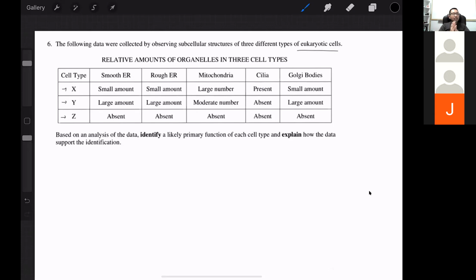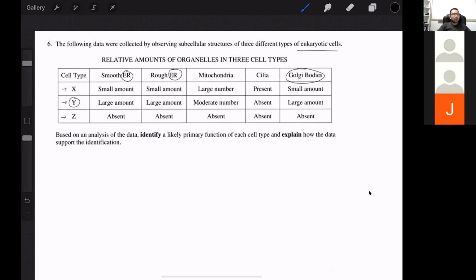Now, first of all, maybe I'll start with Y, because I think that one is the most pertinent to the things that you need to know. Now, in cell line Y, we have a large amount of smooth ER, a large amount of rough ER, a fairly moderate number of mitochondria, but a large amount of Golgi bodies. So what we're trying to do here is, by looking at the amount of endoplasmic reticulum and the Golgi bodies, figure out what kind of cells would require that much ER and that many Golgi bodies.